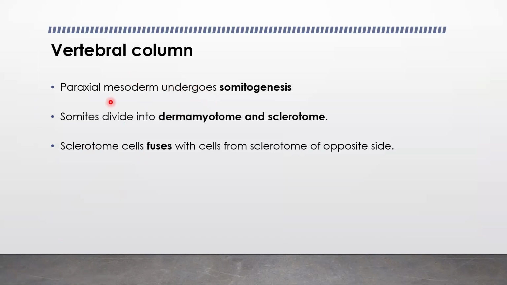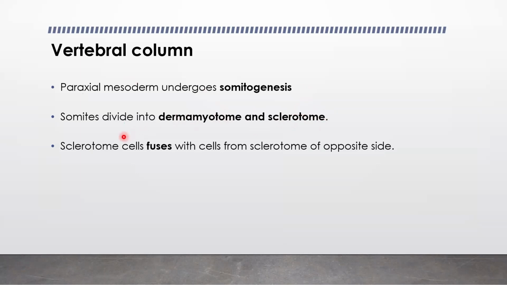the somites. Then the somites will divide into the dermomyotome and the sclerotome. The dermomyotome will divide into two, the dermatome and the myotome. The dermatome gives you the dermis of the back. The myotome gives you the muscles. Then the sclerotome will give you ideally the vertebral column, and also the ribs.